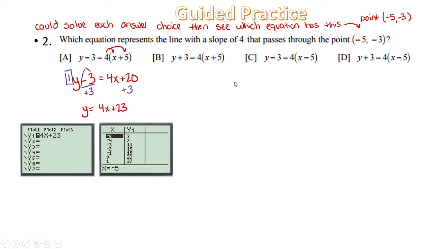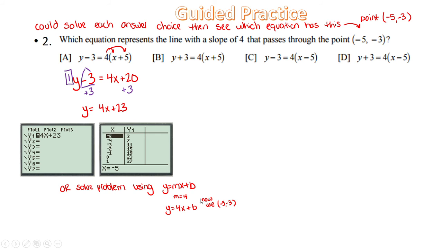Okay, we would do the same thing for each one of these answer choices. This is one way to do it. Another way to do it is to think about y equals mx plus b and see that they gave us the slope. The slope is 4. So we could substitute 4 in for our m or for our a. It's really the same thing. And then solve for b.